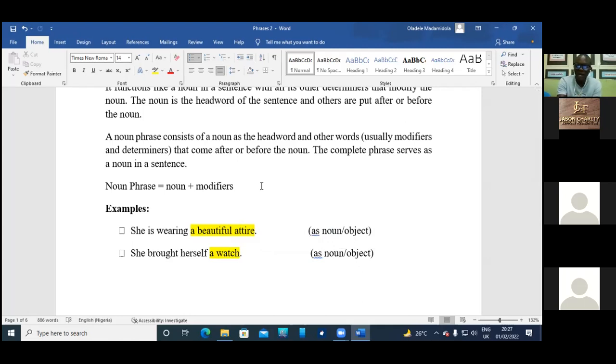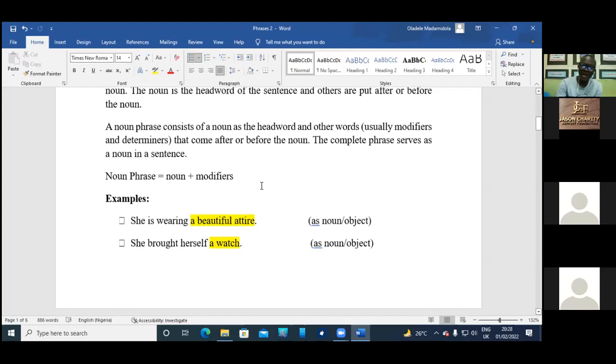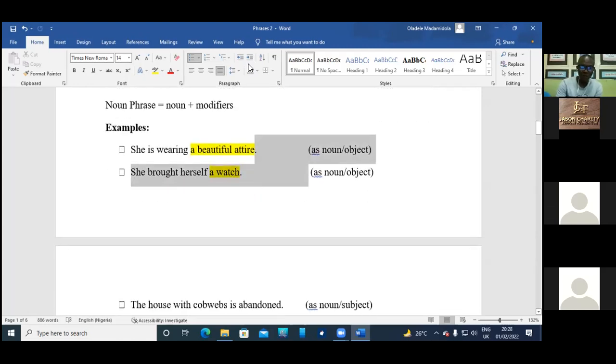A beautiful attire. A is an article serving as a modifier. Beautiful is an adjective modifying the attire, telling us more about the attire. It is not a horrible attire. It is not a bad attire. It is what? A beautiful attire. And in the second example, you have a watch. Because of our time, we need to move on to other examples.